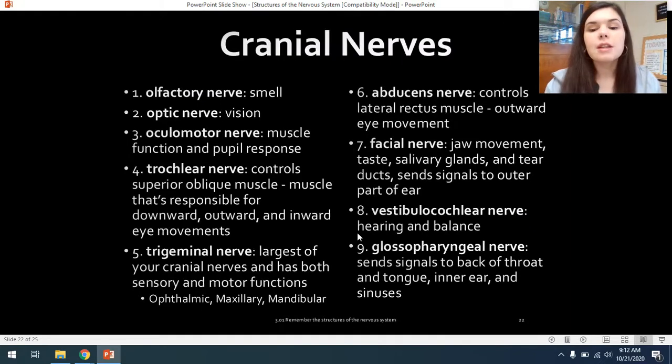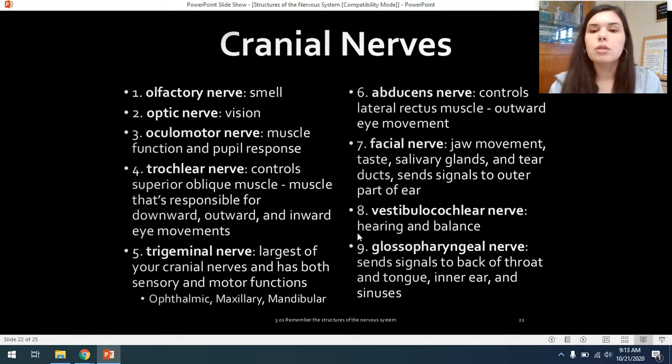So here's a list of 9 of the 12 cranial nerves. The other 3 are on the next page. I'm just going to go quickly through and pronounce each of these for you, but you can pause and take notes on each one on your own. So number 1 is your olfactory nerve. Number 2 is your optic nerve. 3, oculomotor nerve. 4, trochlear nerve. 5, trigeminal nerve, which, fun fact, is the largest of your cranial nerves.